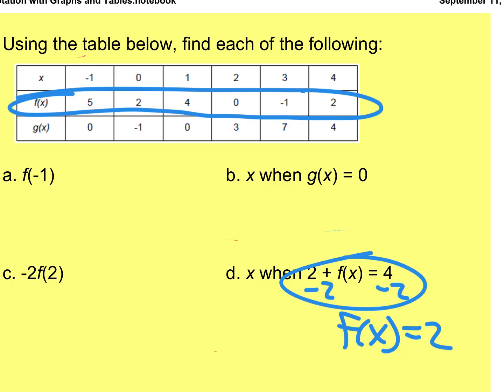And he noticed that there were 2 times that f of x was 2, and it went with 0 and 4. Now, how many of you actually had 0 and 4? I want to see who had it right. All right, and there's only like 4 of you.